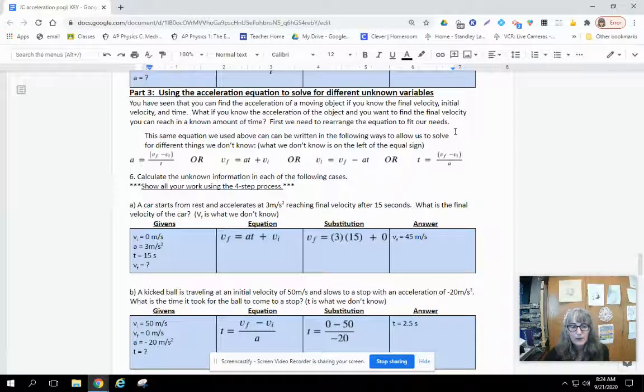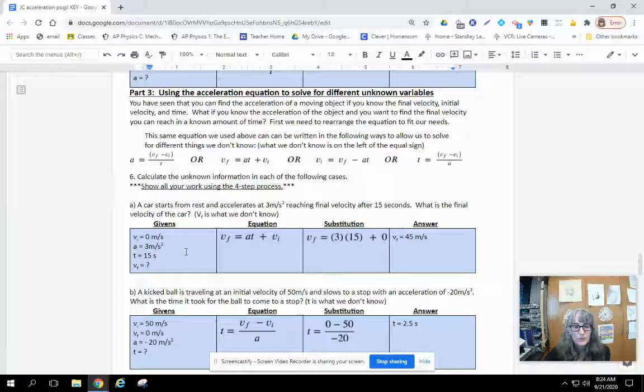Now we can rearrange this equation to solve for different things. We can have A is equal to V final minus V initial over T. We can solve for V final, that's A T plus V initial. We can solve for V initial, which is V final minus A T, or we can solve for time, which is V final minus V initial over A.